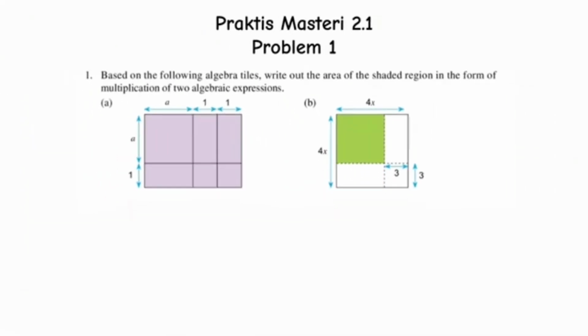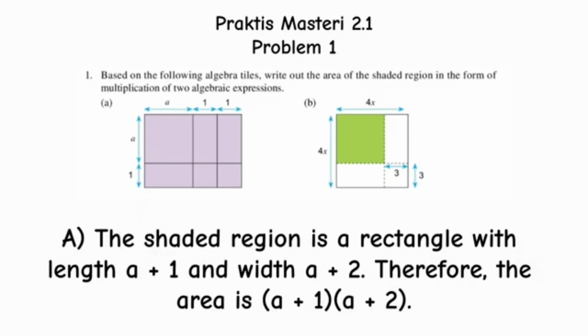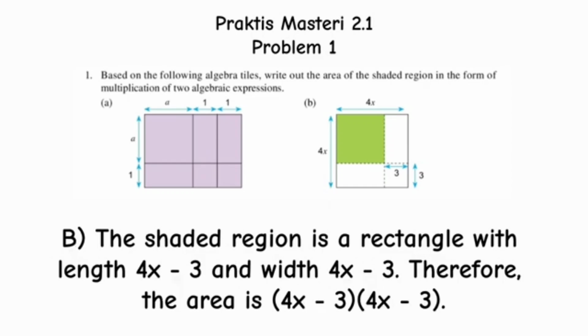Problem 1, area of shaded regions. You can find the area of a rectangle by multiplying its length by its width. A. The shaded region is a rectangle with length a plus 1 and width a. Therefore, the area is (a plus 1) times a. B. The shaded region is a rectangle with length 4x plus 3 and width 4x. Therefore, the area is (4x plus 3) times 4x.